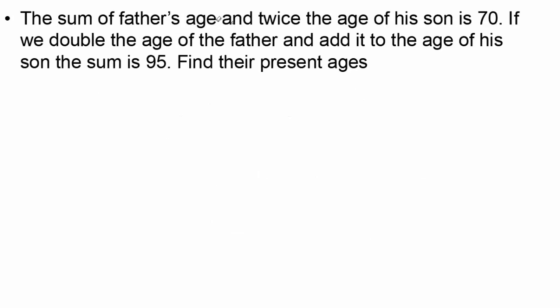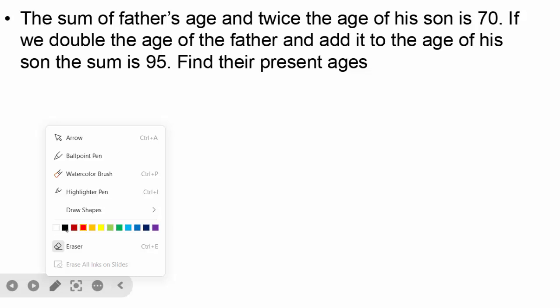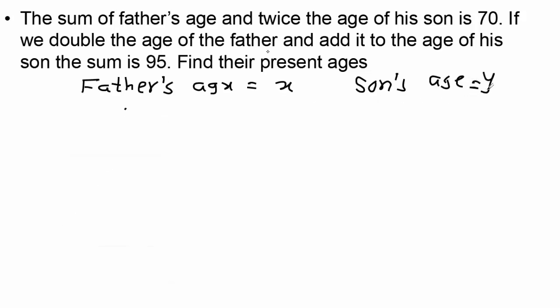The sum of the age of father and twice the age of son is 70. Suppose father's age is x and son's age is y. Father's age and twice the age of son is 70. Therefore x plus 2y equal to 70 from the first equation. The second, if we double the age of father, means 2x, and add to the age of his son, that means y, equal to 95.